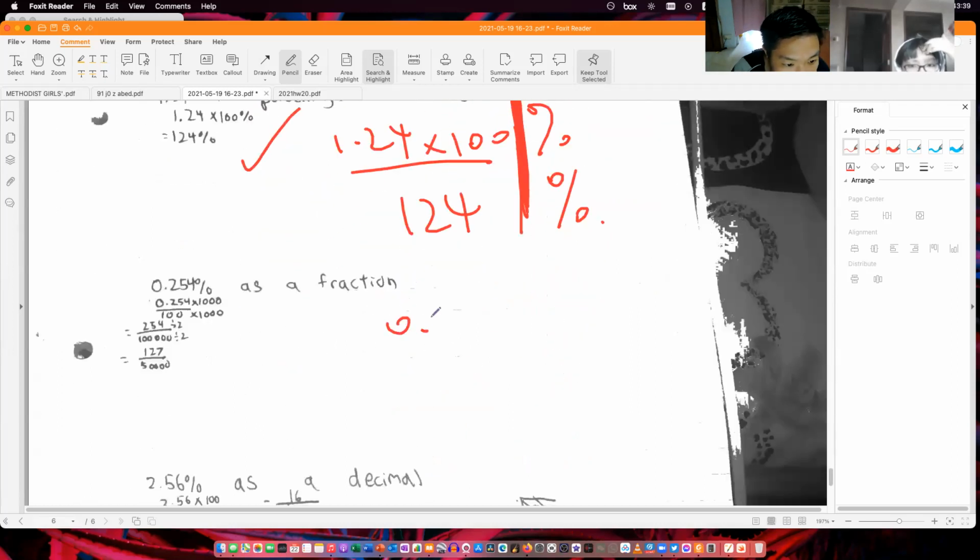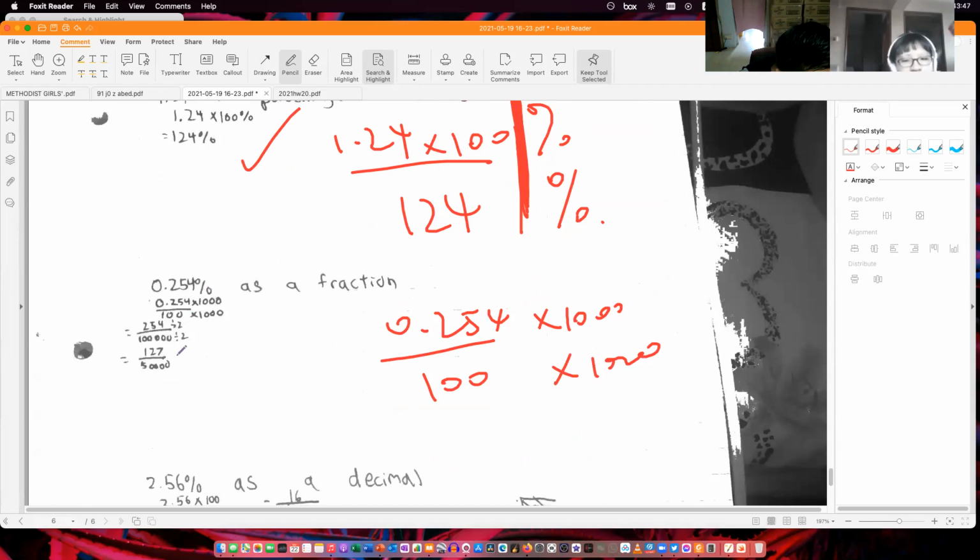As a fraction, so write it down. So divide by 100. So you times 1000 times 1000. So divide by 2. Divide by 2. 1, 2, 3, 4, 5. 1, 2, 3, 4. Good. Okay.